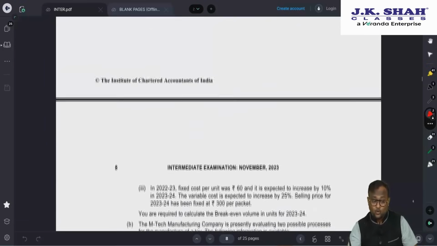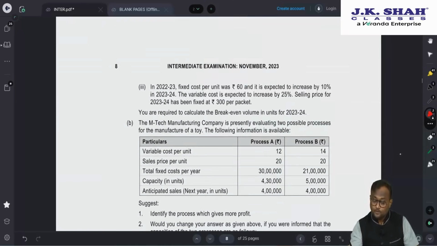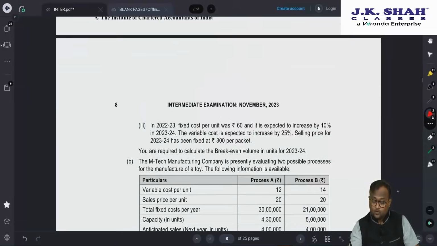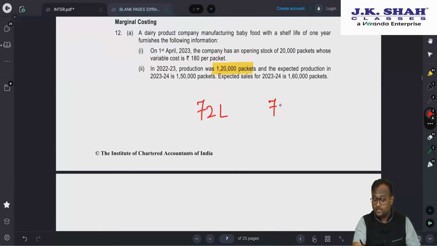In 22-23, when the quantity was 1,20,000, your fixed cost is 60. That means 120 into 60, 72 lakhs must be your fixed cost in the first year. This is expected to increase by 10%, so it will be 79.2 lakhs in the next year.